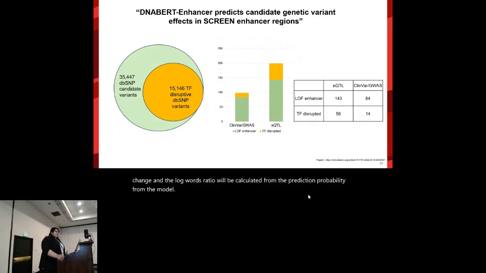Further, to investigate whether any of these variants are affecting or causing any disruption in the transcription factor binding sites within these enhancer regions, we used DeepRegulome, which is a fine-tuned DNABERT model for 700 transcription factors and histone marks. So if anyone is interested in knowing more about DeepRegulome, please attend a talk by Dr. Pratik Datta in the special session, which is going to happen in another 15 minutes.